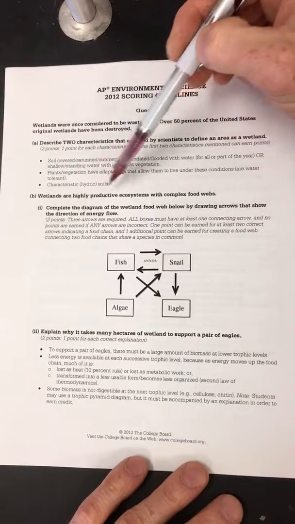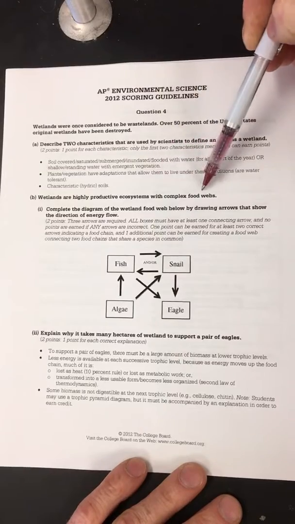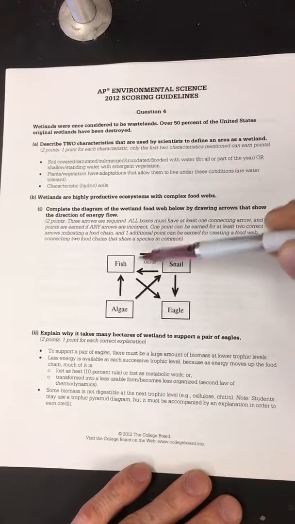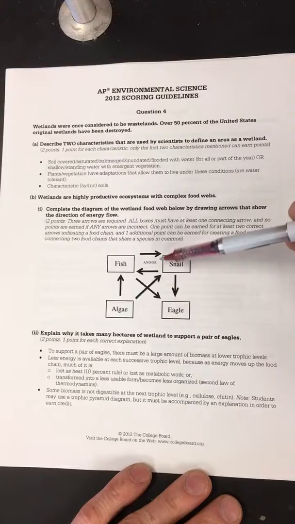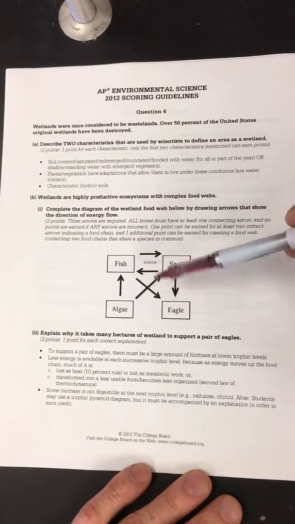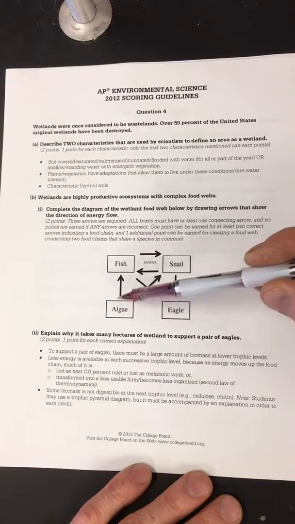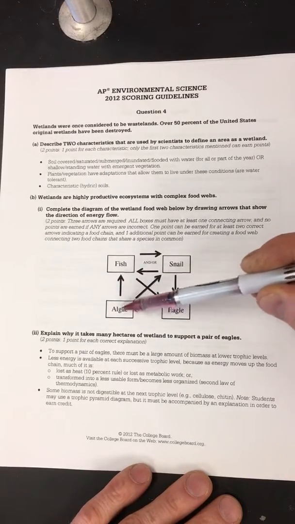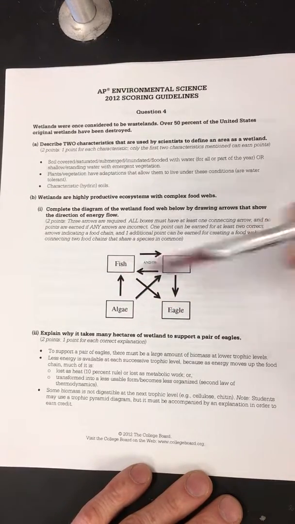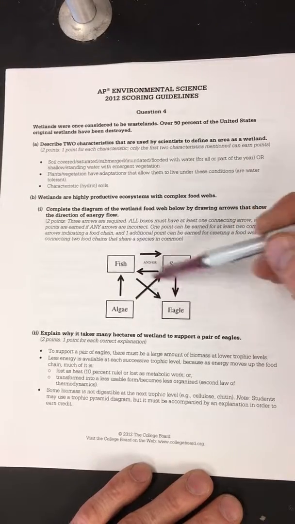Part B was: wetlands are highly productive ecosystems with complex food webs. So here we had to draw a web. And remember, the direction of the arrow indicates where the energy is going. So the energy from the algae, from the primary producer, goes to the consumer. Okay, so the energy goes this way.